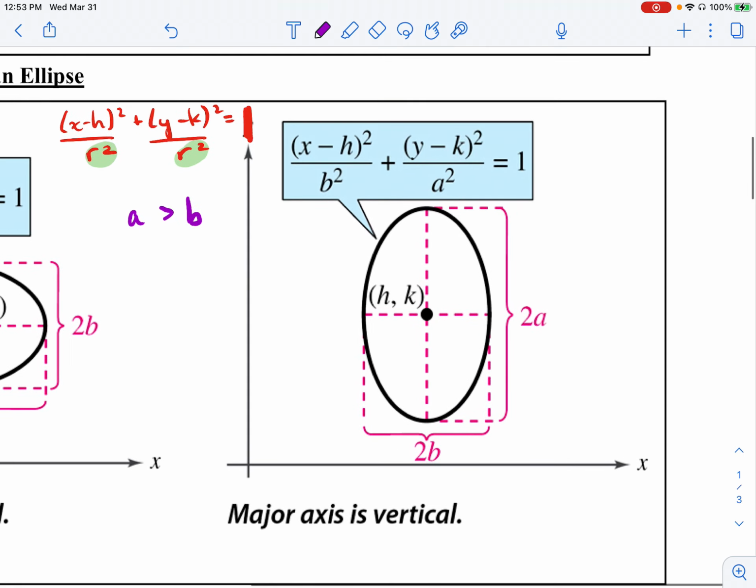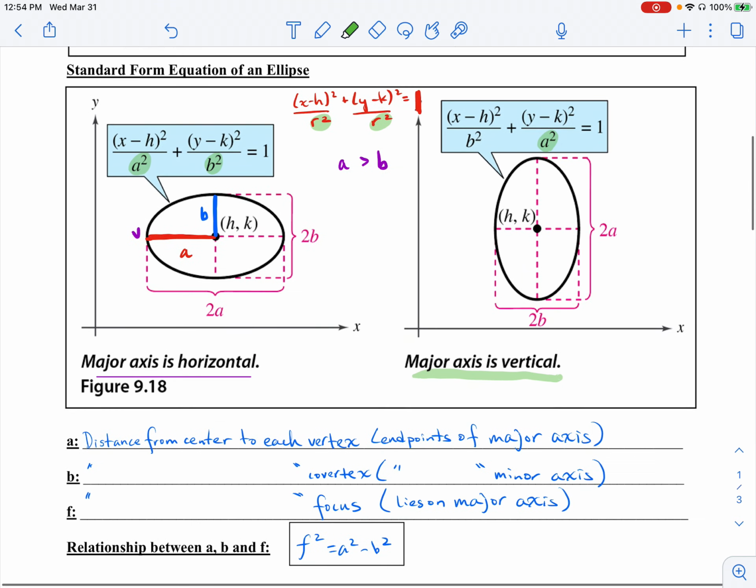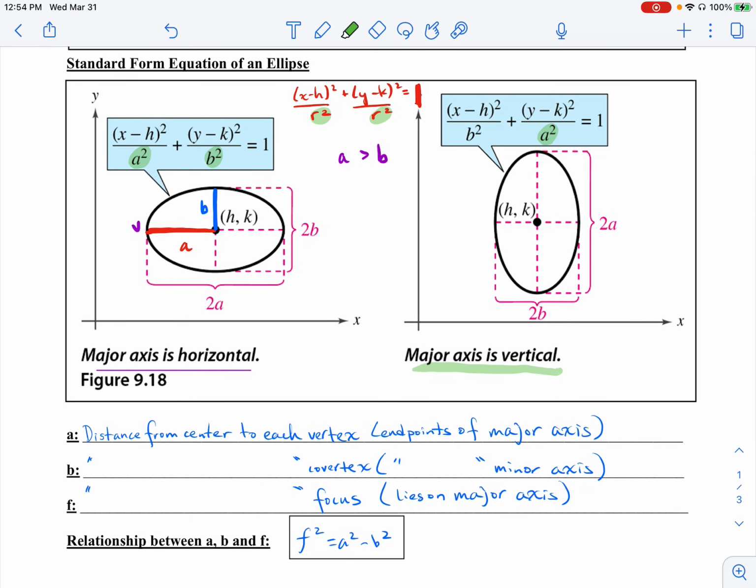Compare that to this equation. This time our A squared is underneath our Y, in which case our major axis is now vertical. So it's going to tell you the orientation of the ellipse. And our definitions for A, B, and F, or A, B, and C, depending on whether you're going with a textbook variable, are all written out here. I'll let you pause the video and write these down if you need to.